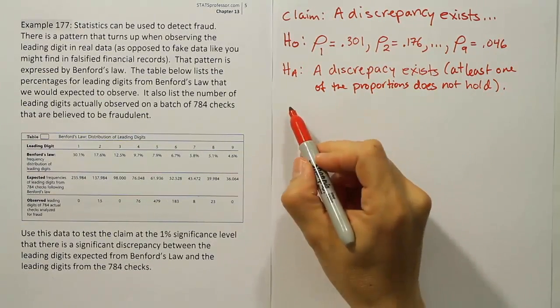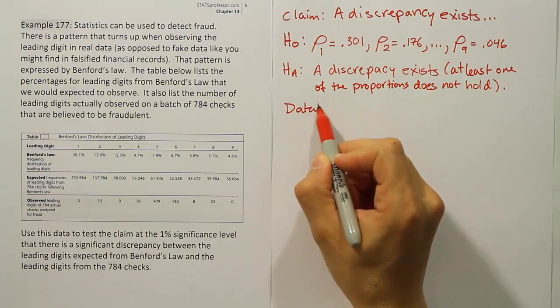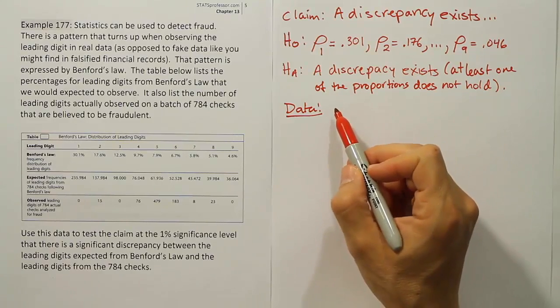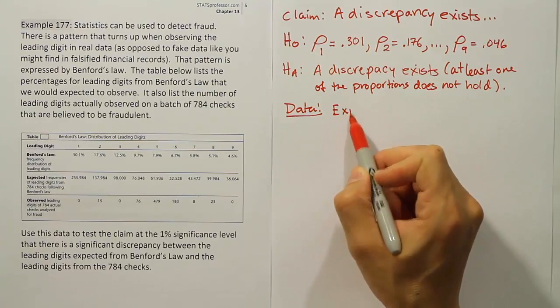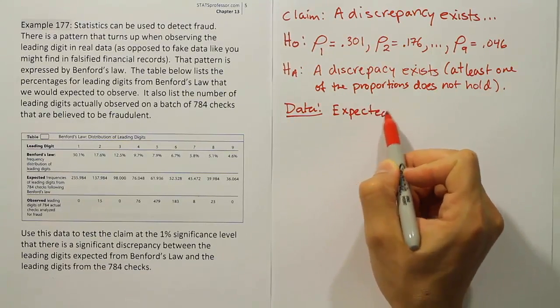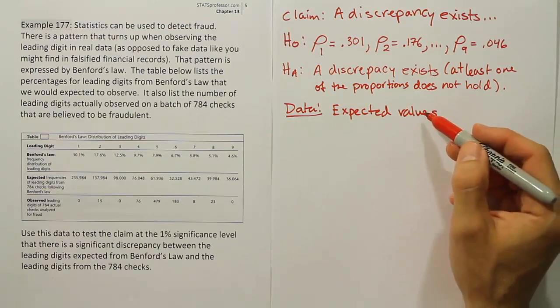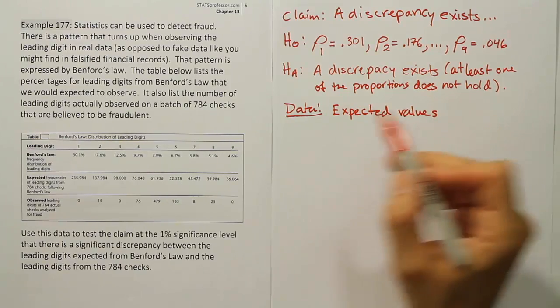Now we would normally work on the data step, and the main thing we do in the data step of this chi-squared goodness of fit test is to get the expected values, right? But they've done that for us already, so I just want to go over how they did that. I just want to make sure that you understand what they used. So the expected values here are going to be found by doing the following.